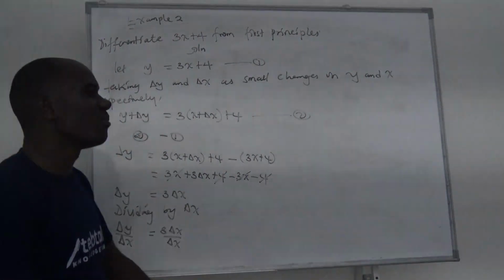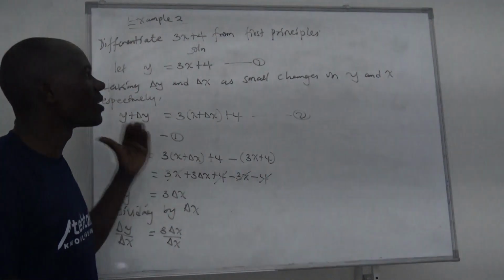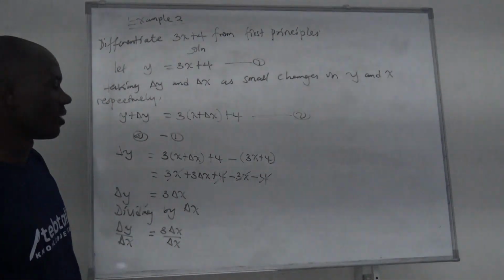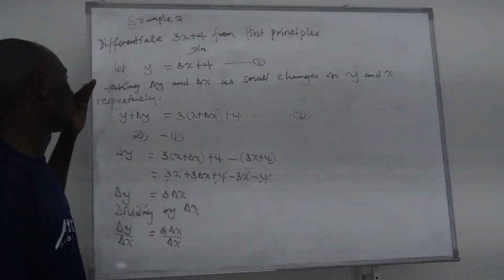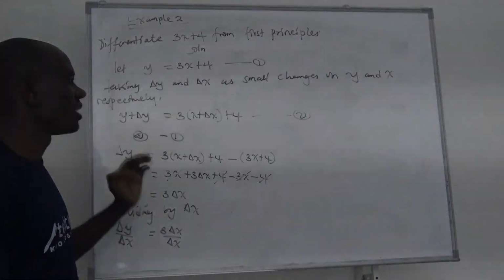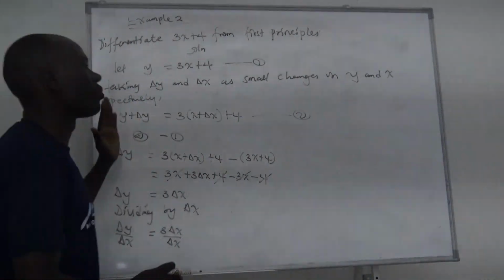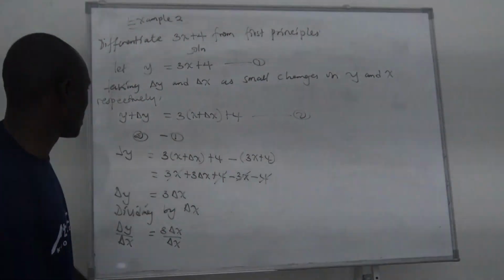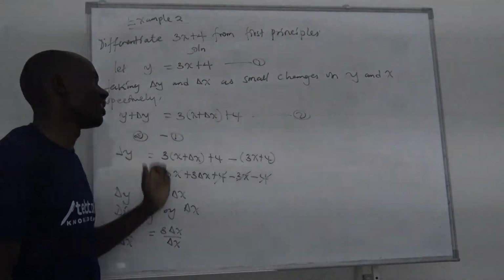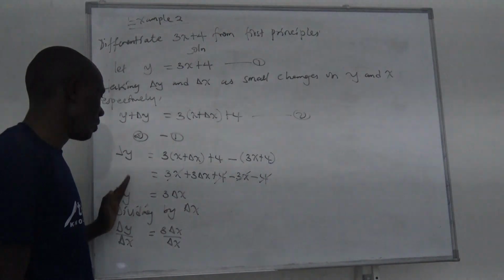Then from there, remind the examiner that taking delta y and delta x as small changes in y and x respectively. Then we go to y plus delta y equals c into x plus delta x, plus c. Our small changes will only be put where there is y and where there is x. Then from this, equation 2 minus equation 1, we come out with delta y equals c delta x.